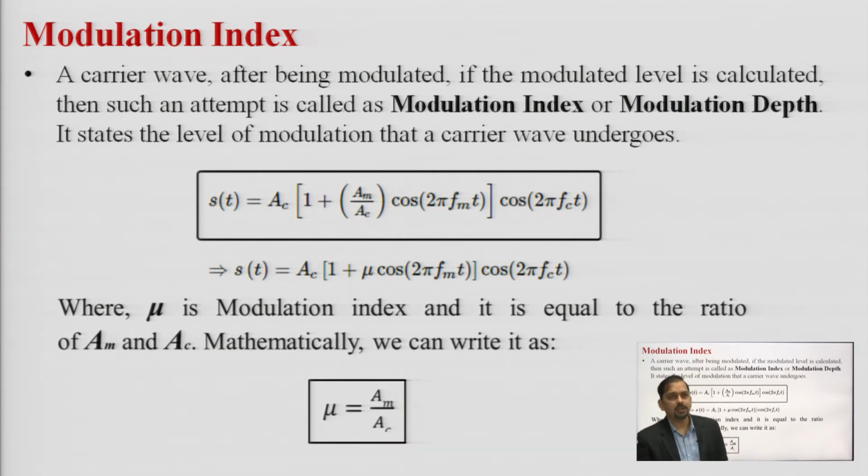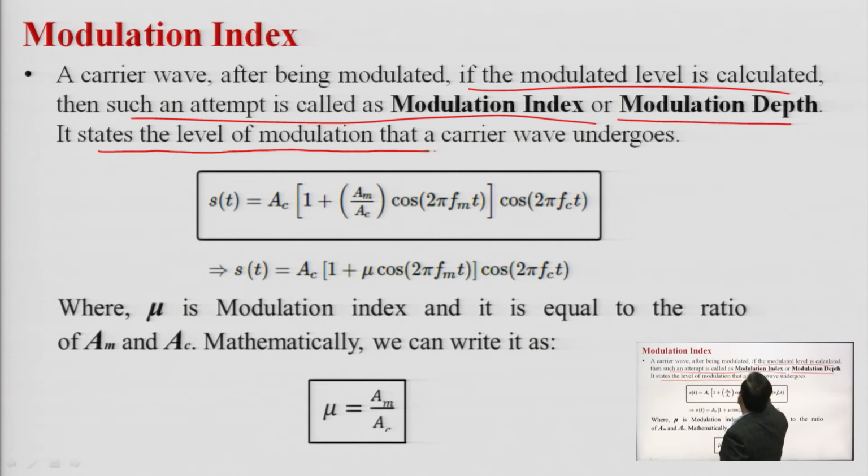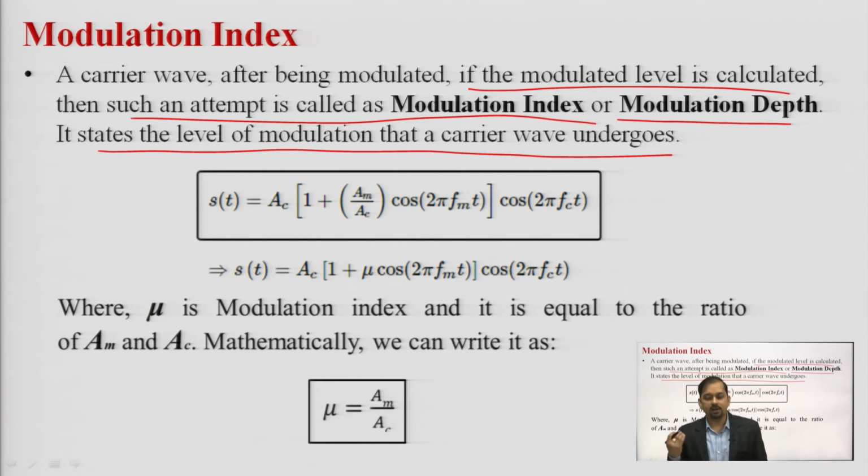So, first, what is the modulation index? Basically, it is about a carrier wave after being modulated. If the modulation level is calculated, then this is known as the modulation index, or sometimes referred to as the depth of modulation. It states the level of modulation that a carrier wave undergoes. We will define under modulation, over modulation and critical modulation.